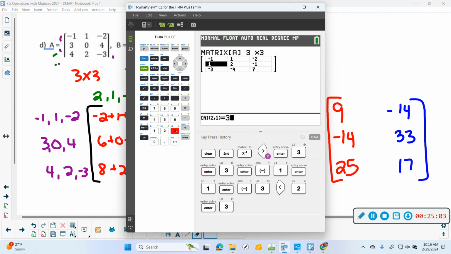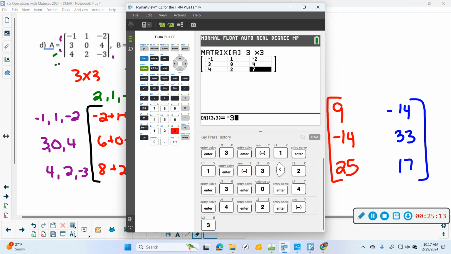What do we got? 304. So I feel like I could have done this by hand quicker than typing these in, but okay, just to show you. Okay, I'm just making sure I don't have a typo. Okay, once you're done with that, I'm going to get back into my matrix menu, and I'm going to go to B, though. I got to enter in matrix B. So you can stay in this, it doesn't matter.